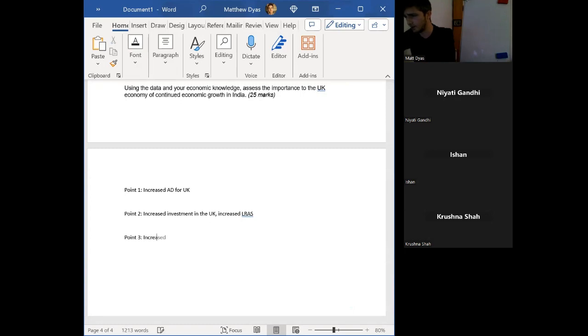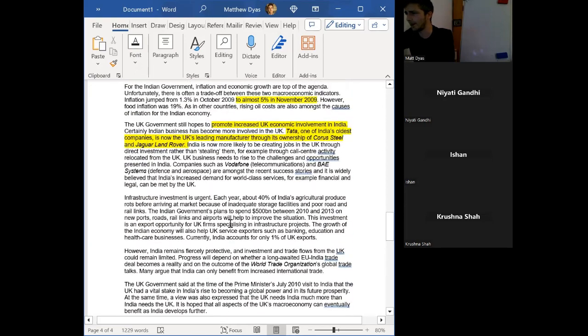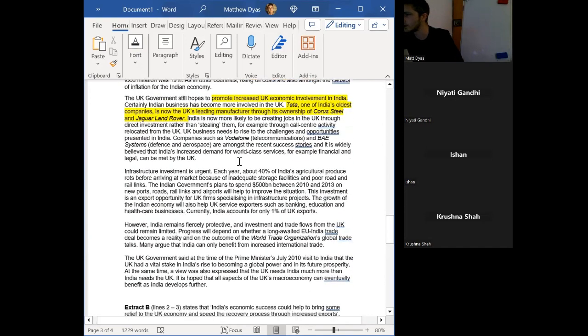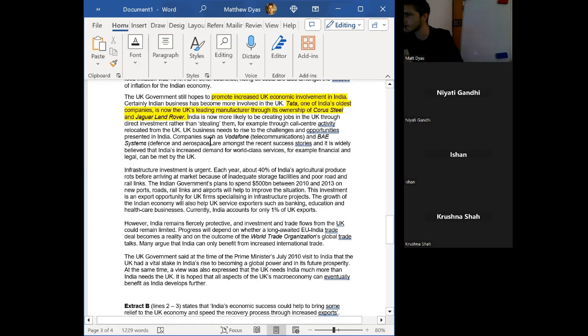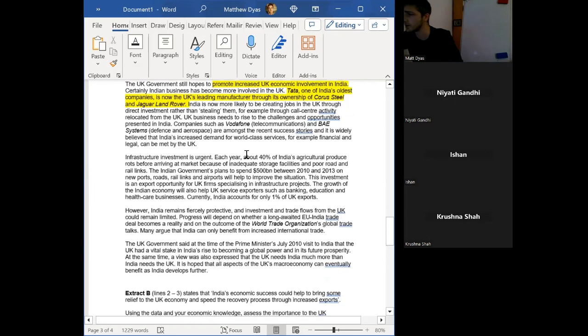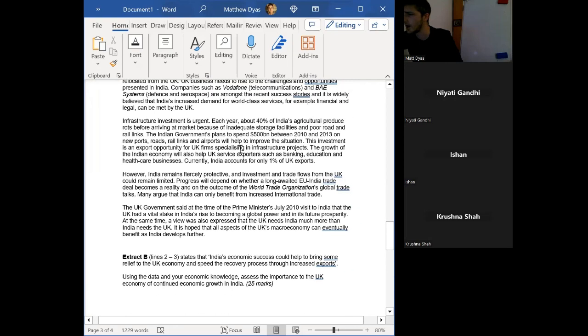So increased investment into India, and we could link that to the current account because outward FDI will generate primary income inflows, as I discussed last week. This will help the current account. I think I'm definitely going to do this point. I like this one. Okay, and I think that should be it for points. It looks like the rest of this paragraph is giving us some examples of companies that have done this. So we can definitely use that for easy AO2.